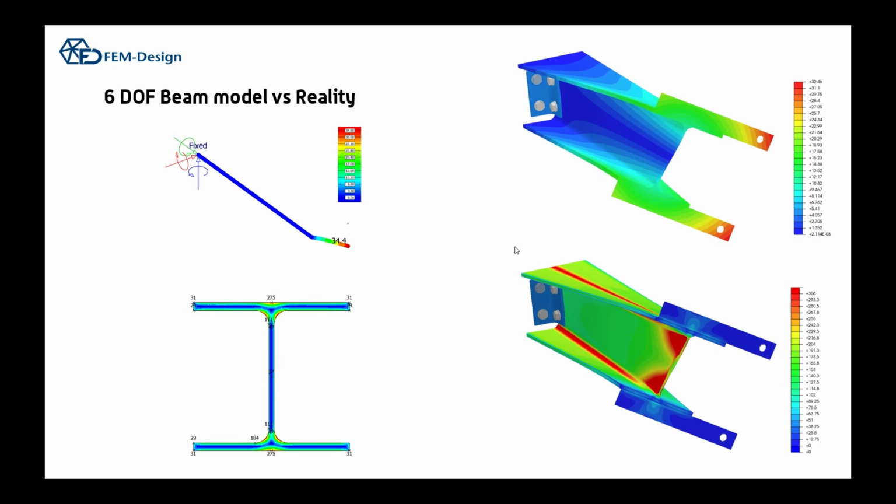This case is actually what is called free torsion. It means that the flanges can move freely in the support or beam direction. And here the classical six degrees of freedom beam model works really well. It's really close to what happens in reality. But the problem is that this is a really rare case in reality. Most beams are partly prevented or fully prevented.